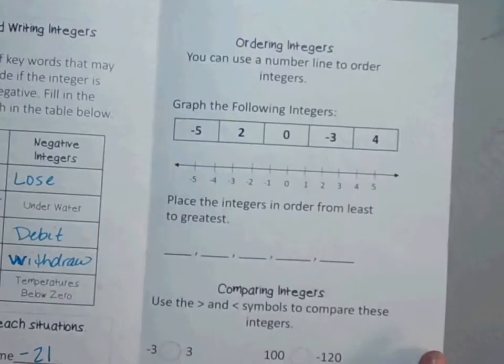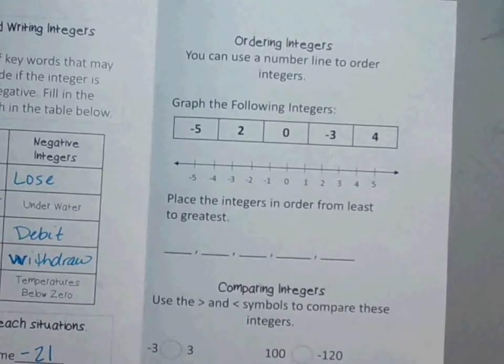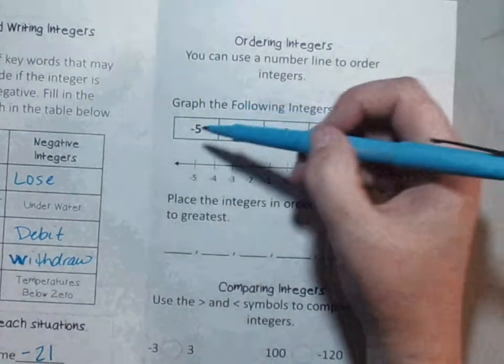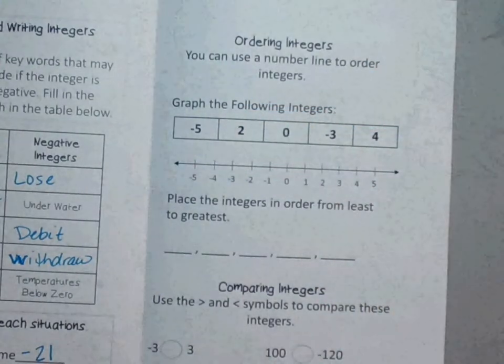Okay, ordering integers. We've already ordered integers, so this should not be new. First thing we want to do is put the points on the number line with their matching number.